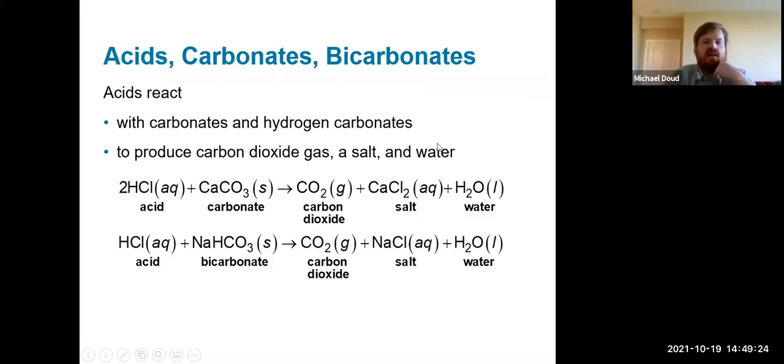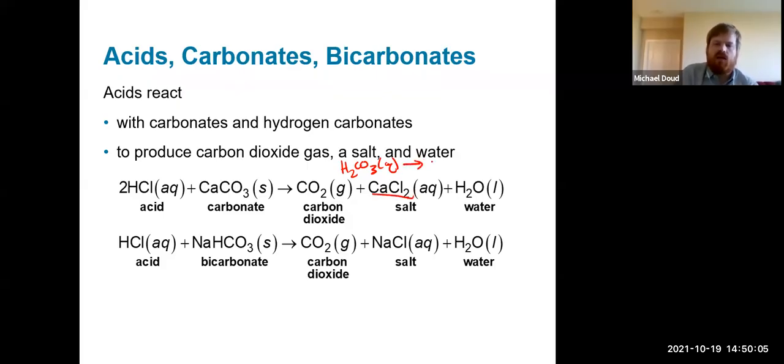Okay, now the next thing that can happen is acids will react with carbonates and hydrogen carbonates to produce carbon dioxide gas, whatever salt is left over, and water. So for example, if you take hydrochloric acid and react it with calcium carbonate, you have what's called a double displacement reaction, where the cation of the first picks up the anion of the second to form carbonic acid. That would be H2CO3. Okay, and then the cation of the second picks up the anion of the first, that's calcium chloride, which is what we see right here.